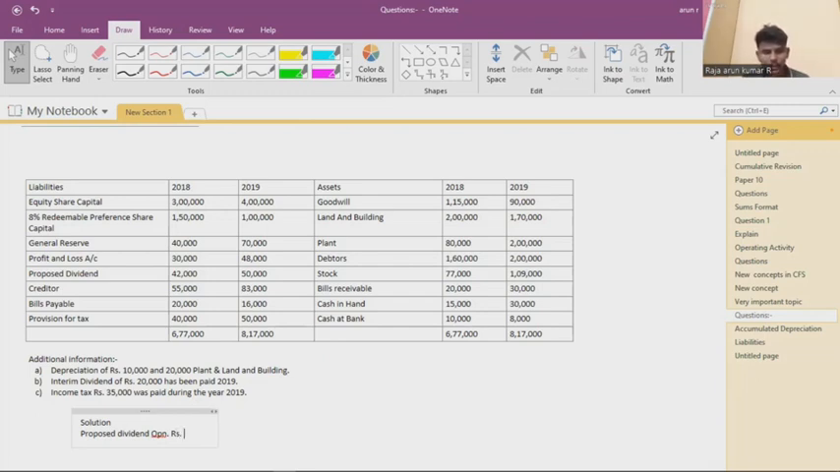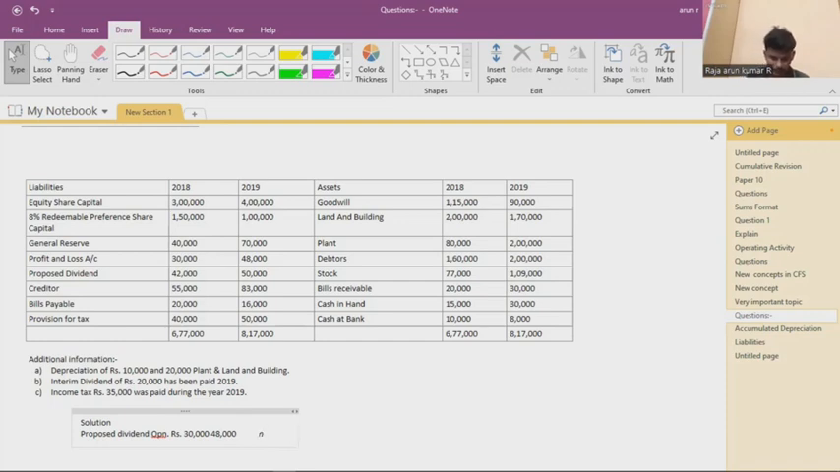I write in small ways, short ways. Opening rupees 30,000, then closing will be 48,000. Sorry, not opening and closing: 2018 proposed was 30,000, 2019 proposed was 48,000. Okay.